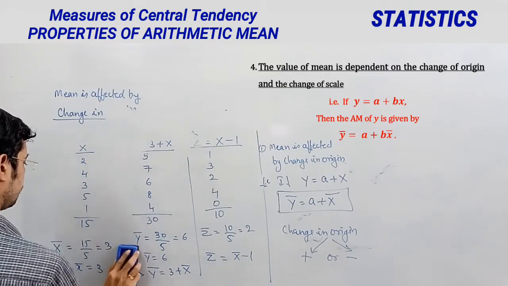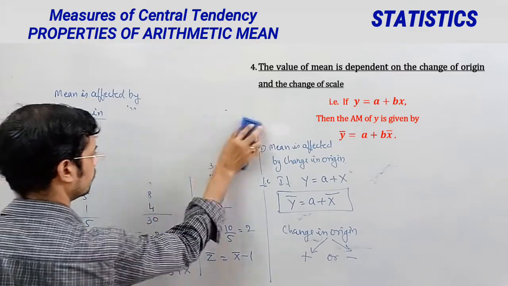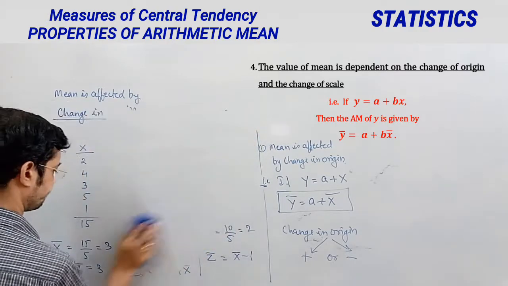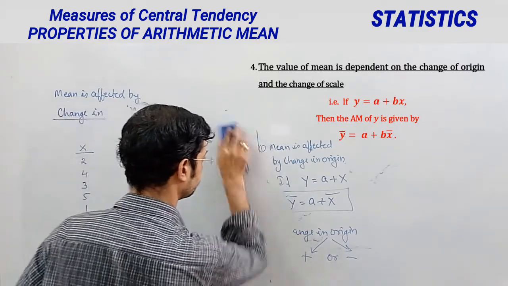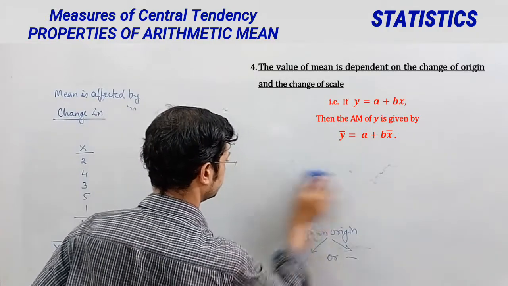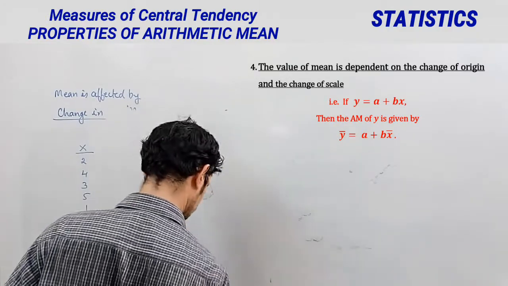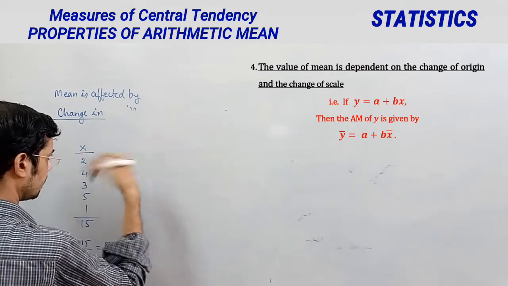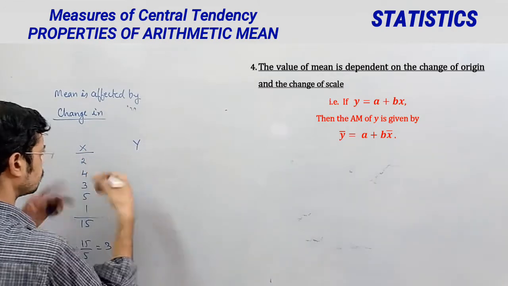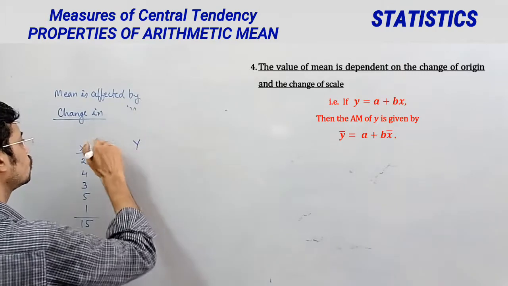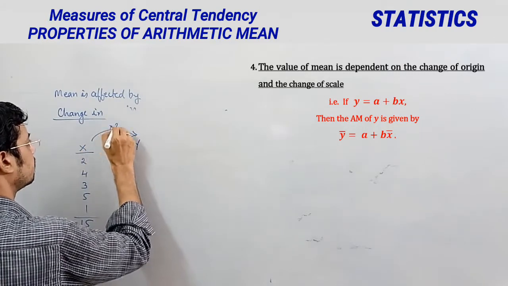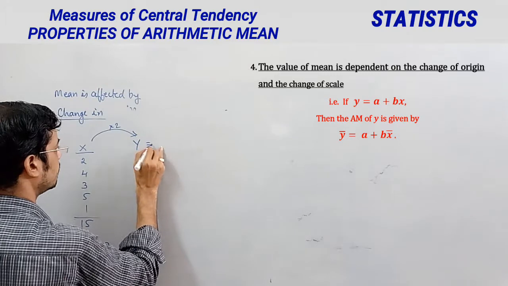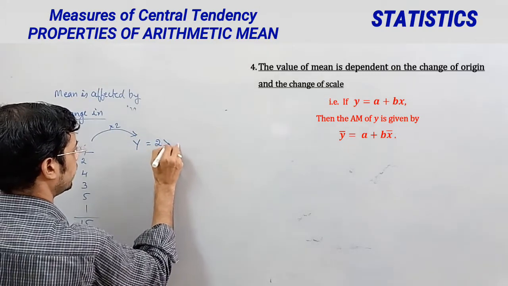Let me take the same values for x. When I take the same values, how do we obtain y? Suppose y is obtained by multiplying by 2. How to do this? By multiplying by 2. So therefore y can be obtained as 2 into x.